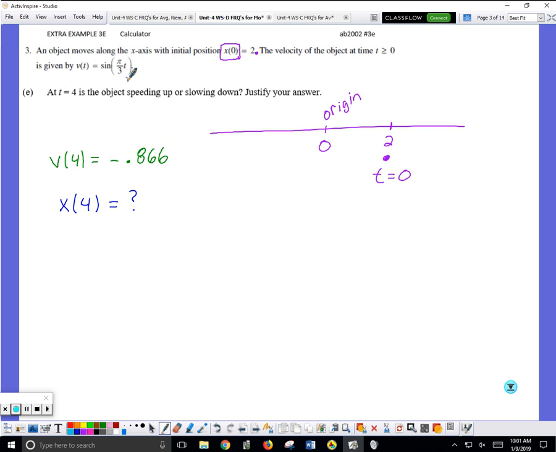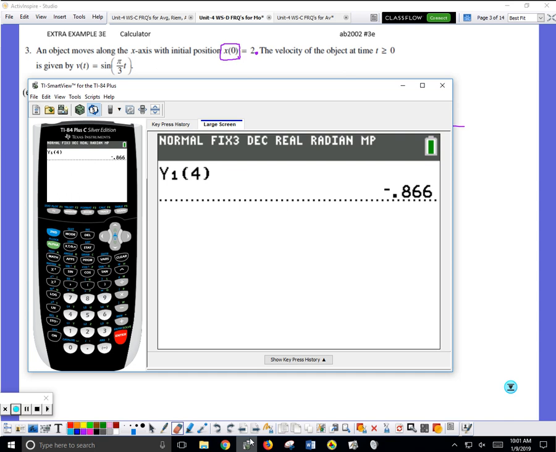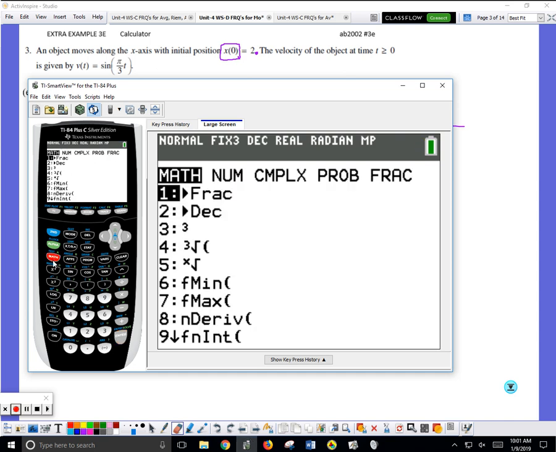Okay, next thing. To determine whether the particle is speeding up or slowing down, you need to find the acceleration of the particle. There are other ways to solve this problem, but the way I'm showing you is the fastest, easiest to remember. So we need the acceleration of the particle at time 4. We can use our calculator, so we're going to do this. Math 8.